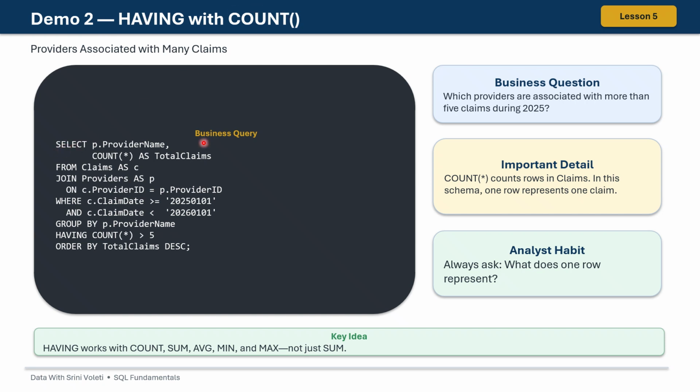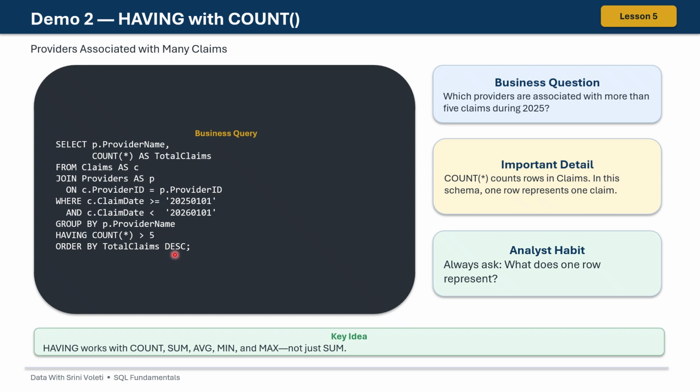In Healthcare Claims DB version 2.0, one row in claims represents one claim. So COUNT star is appropriate here. This gives us an important data analyst habit: always ask, what does one row represent? If the database had separate claim header and claim line tables, COUNT star after a join might count lines instead of claims. But in this schema, one row equals one claim.